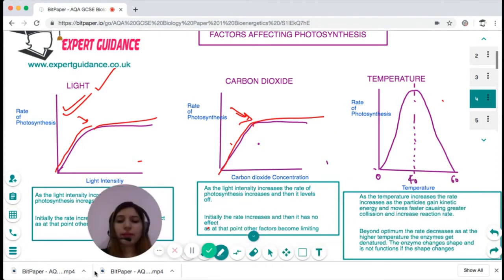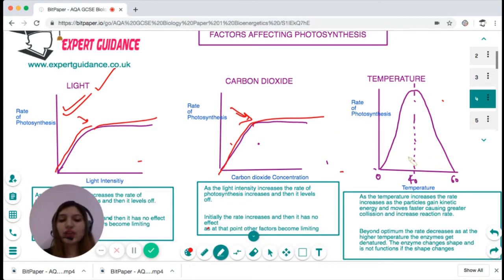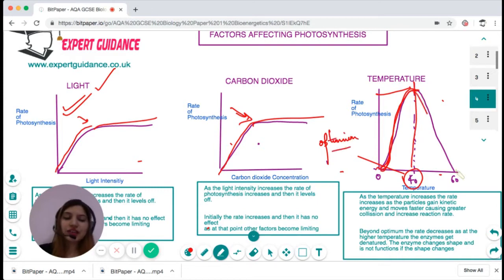Now, for the temperature, the graph looks a little different, and you need to remember this graph and explain this graph. As the temperature increases, as per chemistry, the particles gain more kinetic energy, they collide more, increasing the rate of reaction. And that's what we can easily see from the graph, that as the temperature is increasing, the rate of photosynthesis is increasing. Now, as it reaches 40 degrees, there we get the maximum rate of photosynthesis, and this point where we get the maximum rate is known as the optimum temperature. Now, as it reaches the optimum temperature, it suddenly drops beyond that.